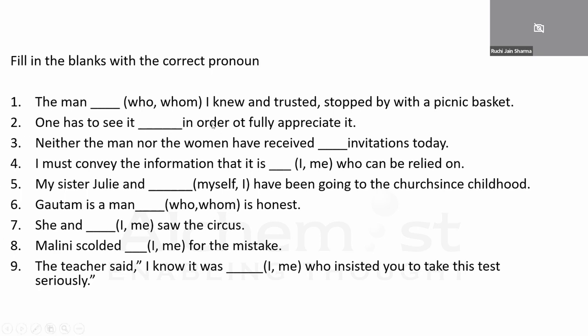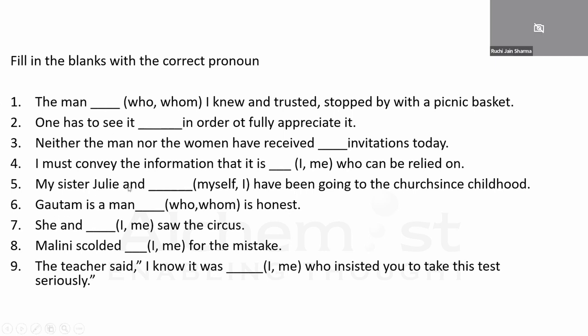One has to see it dash in order to fully appreciate it. Would it be himself or oneself? I forgot to write the options here. Oneself. One has to see it oneself in order to fully appreciate it. Right. Neither the man nor the women have received dash invitations today. Their invitations. Yes, very good. I must convey the information that it is dash who can be relied on. It is I. Yes, it is I who can be relied on.